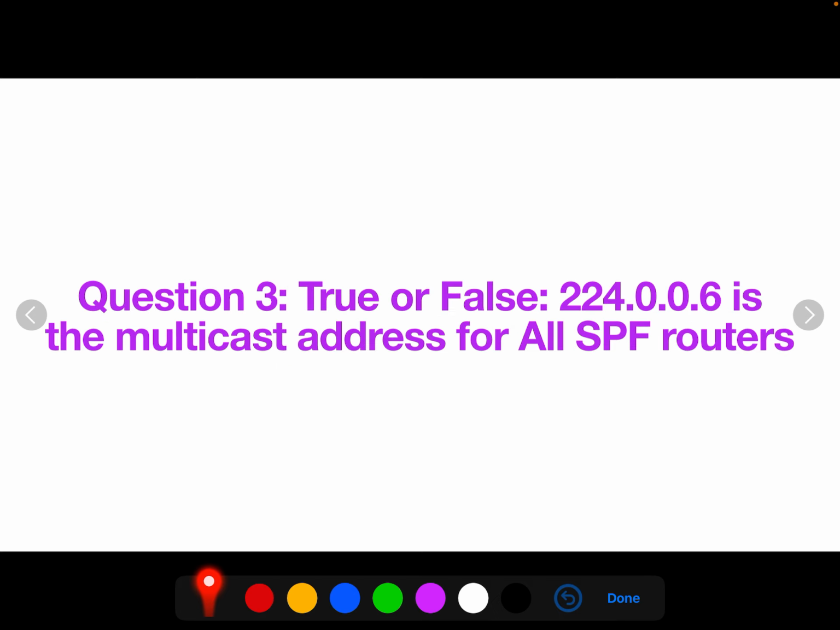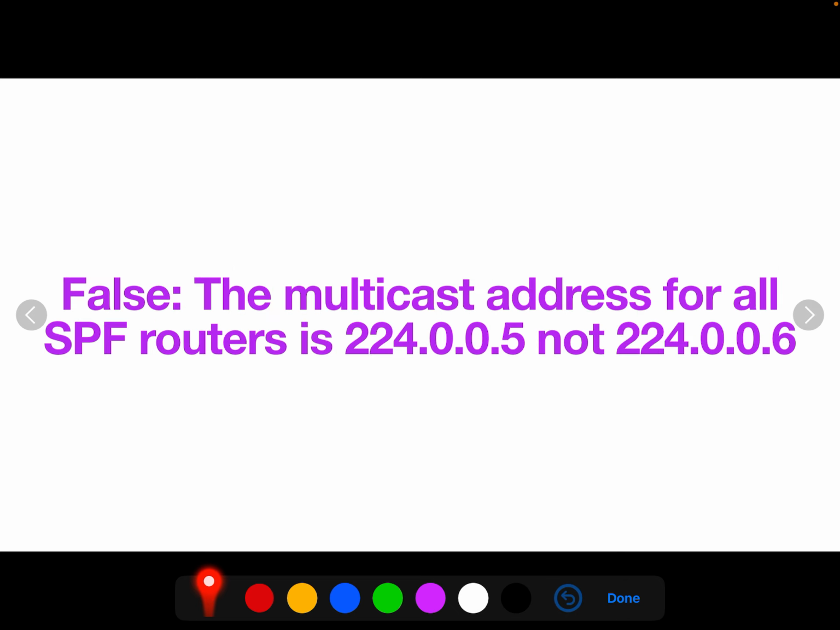Next question. True or false? 224.0.0.6 is the multicast address for all SPF routers. Is that true or false? Please pause the video now and please play when you're ready. Okay, and the answer is false. The multicast address for all SPF routers is 224.0.0.5, not 6. So all SPF routers.